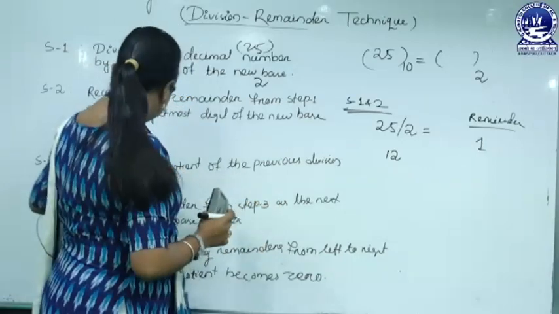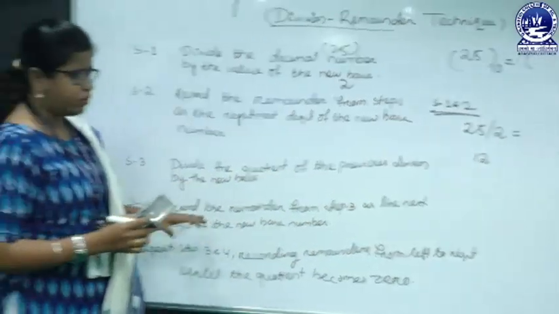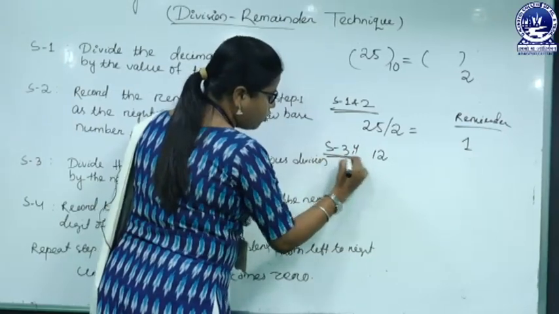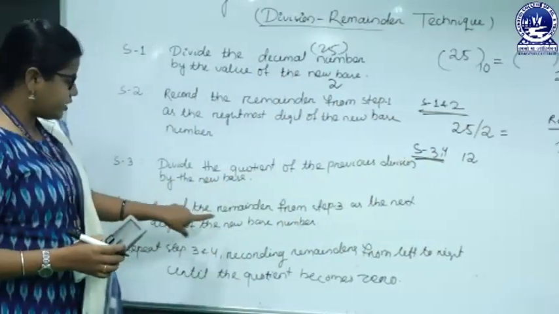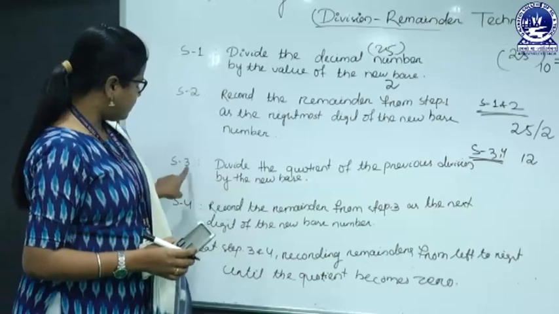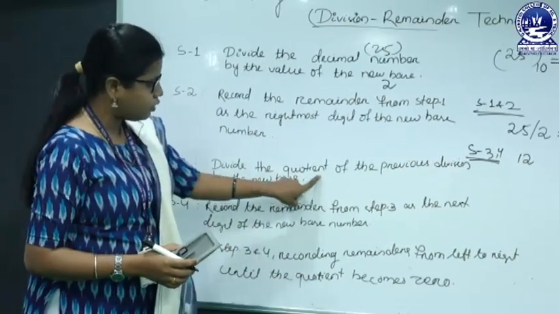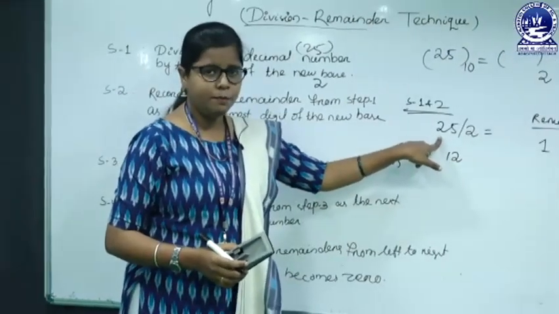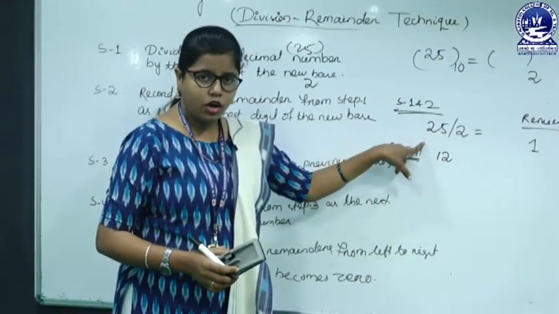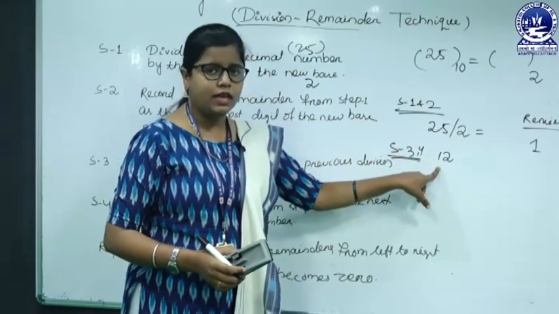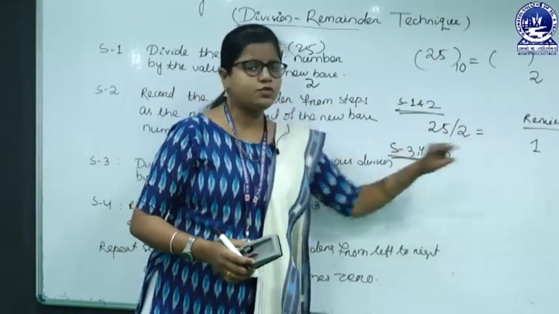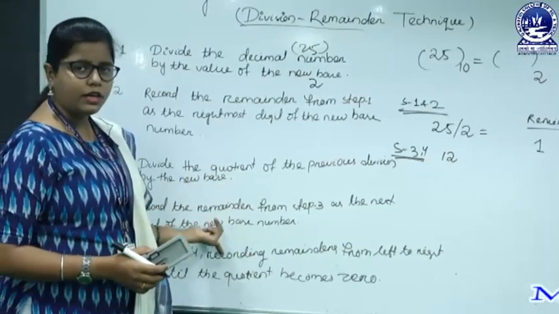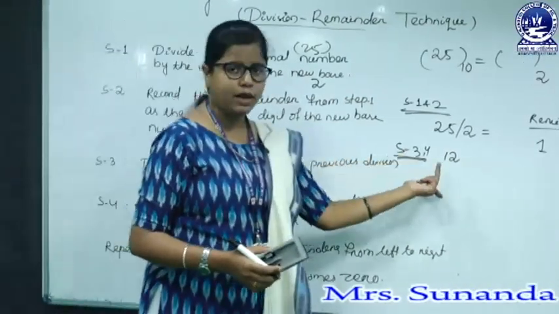Again for step 3 and step 4, we again divide the quotient. Where is step 3? Step 3 is here: divide the quotient of the previous division. This is our previous division. From this division we got the quotient as 12 and the remainder as 1. So for step 3 and step 4, again we will divide the quotient by 2.